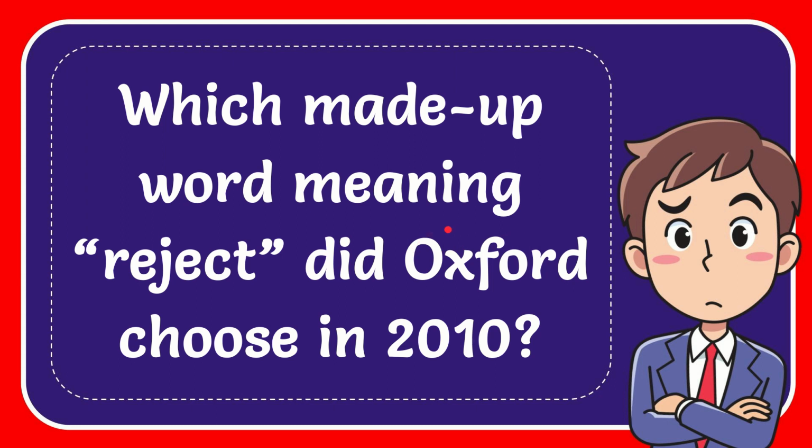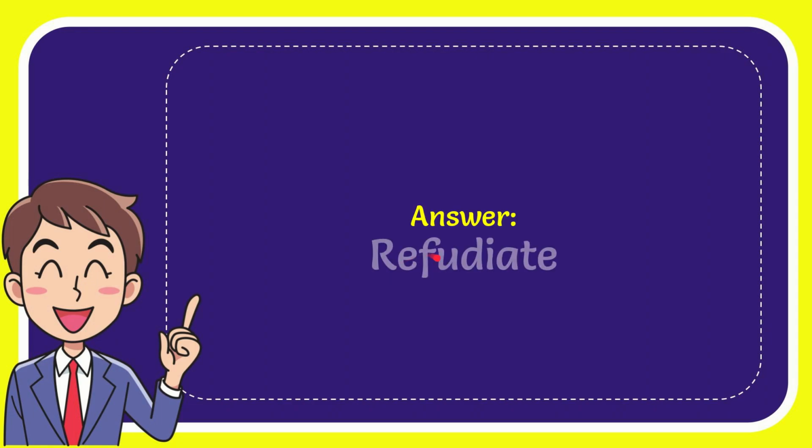In this video, I'm going to give you the answer to this question. The question is, which meant upward, meaning reject, did Oxford choose in 2010? Now, I'll give you the answer to this question. The correct answer to the question is refudiate. Well, that's the answer to the question.